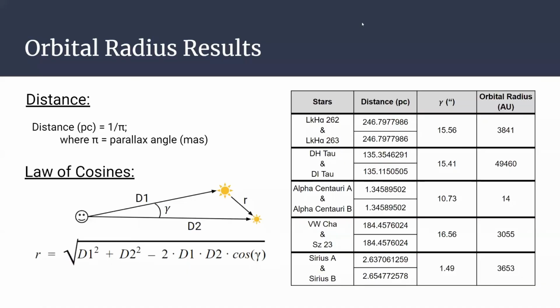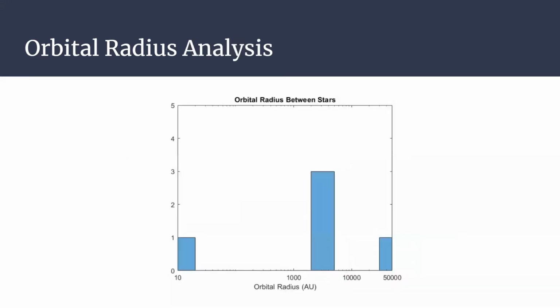The calculations to find the orbital radii were pretty simple. Since we already had the parallax angles from Sinbad, we were able to convert them into a distance in parsecs using the distance equation shown here. Then, since we had two legs of the triangle, we headed to DS9 to find the angle between the two stars, or gamma in the equation and diagram. Finally, from the law of cosines, we were able to calculate the third and final leg of the triangle, the orbital radius. But what does this really mean for trends in binary systems?